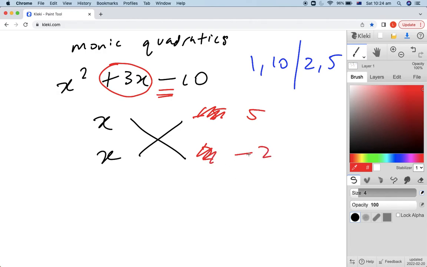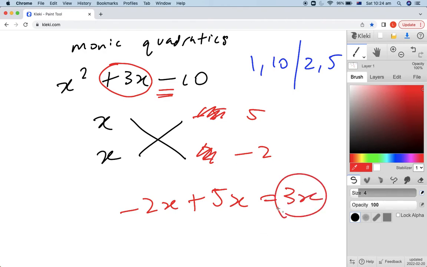So minus 5 times minus 2 gives us minus 10, which works on the right side. Now in the middle, we want to see if this works. So we want to follow the products again. Minus 2 times x is minus 2x. Plus 5 times x, which is 5x, which when you sum them together is just equal to 3x. So now we can see this solution works, right?